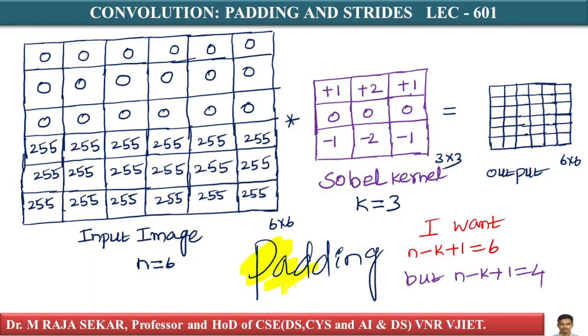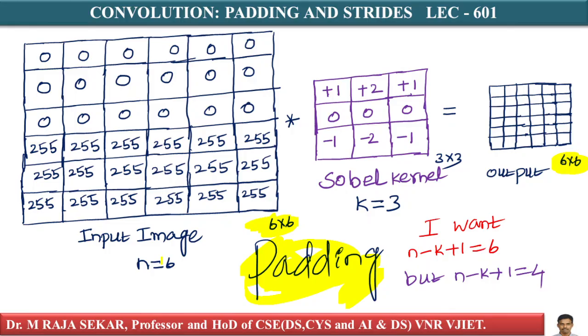If you want to have output image size as 6 by 6, which is equal to input image size, what do I need? A trick called padding, and this is how padding works. The input image size is 6 by 6. We need output image size also 6 by 6. For this, there is a technique known as padding, isn't it?